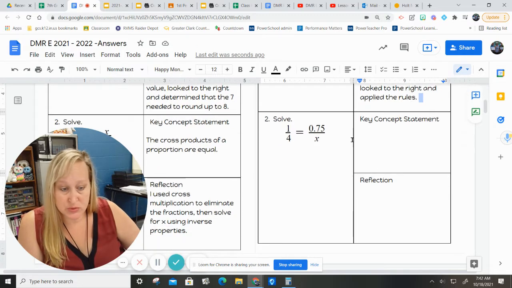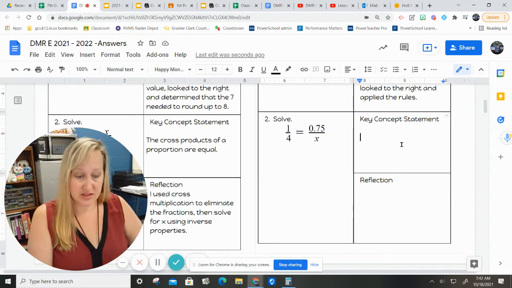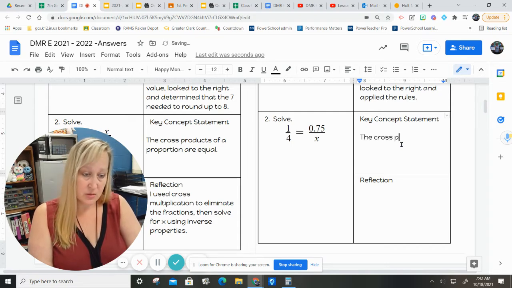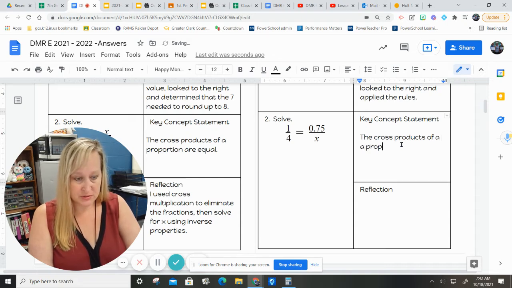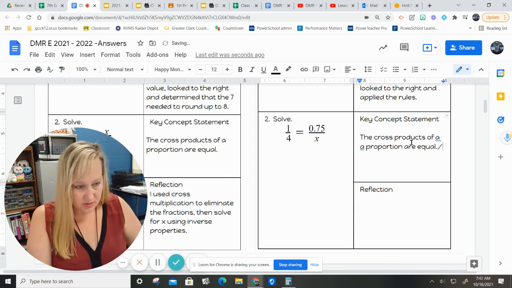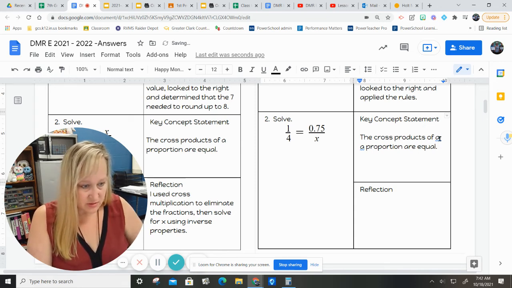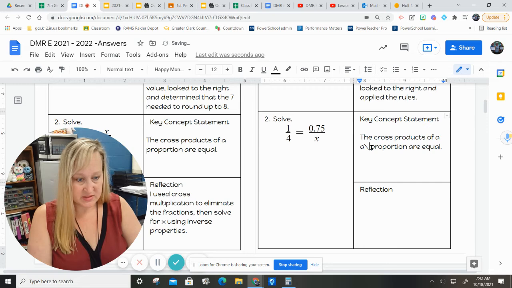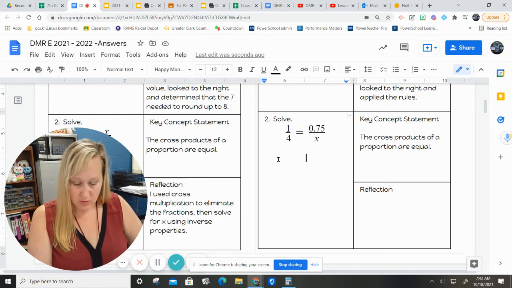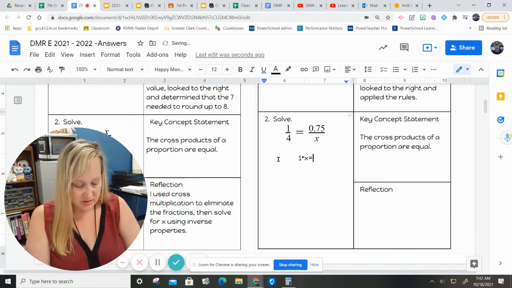Now we're going to use cross multiplication to solve these. The key concept is the cross products of a proportion are equal. So I'm going to cross multiply 1 times x. 1 times x equals 4 times 0.75.